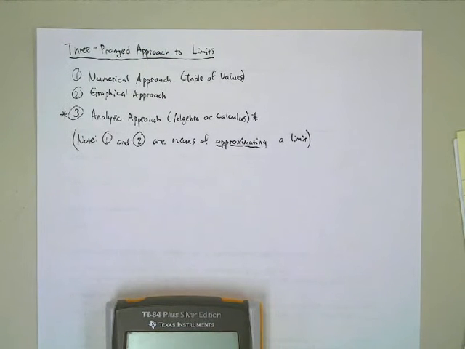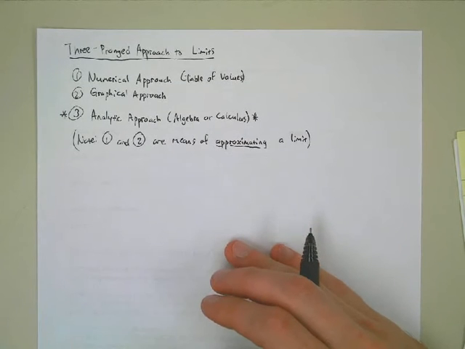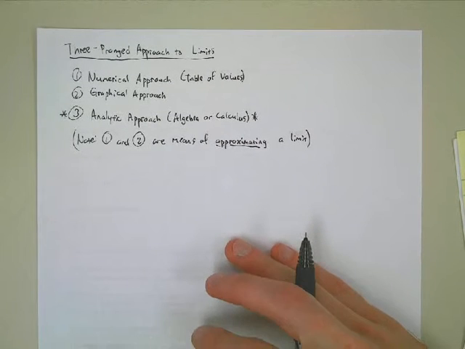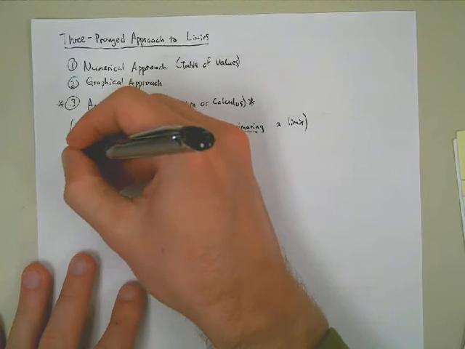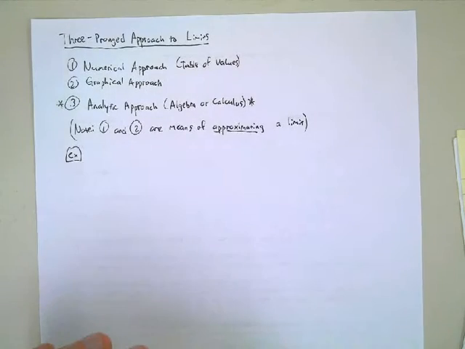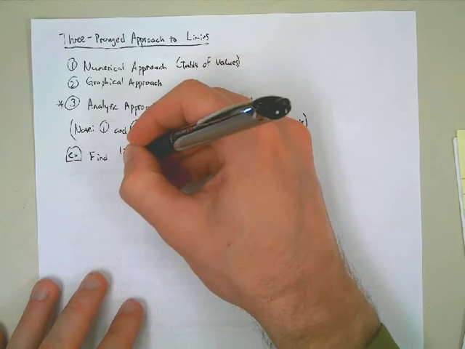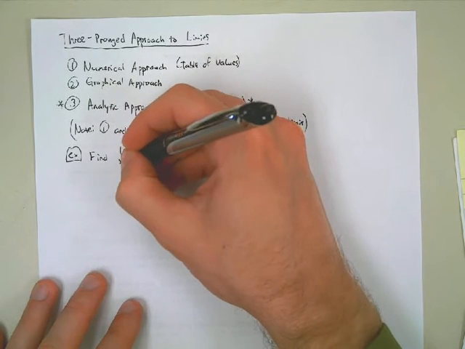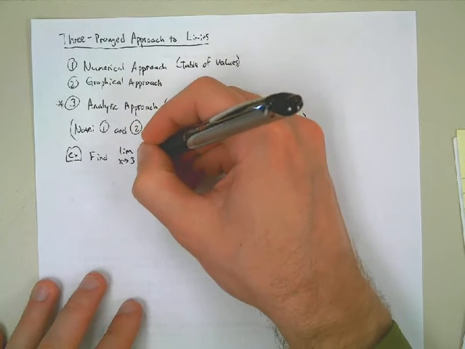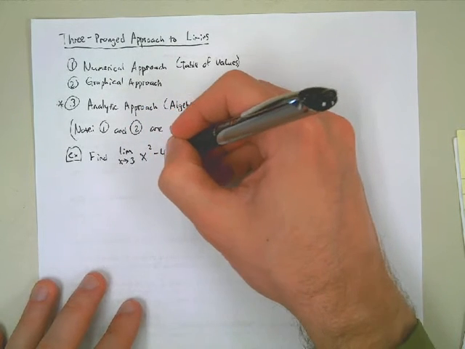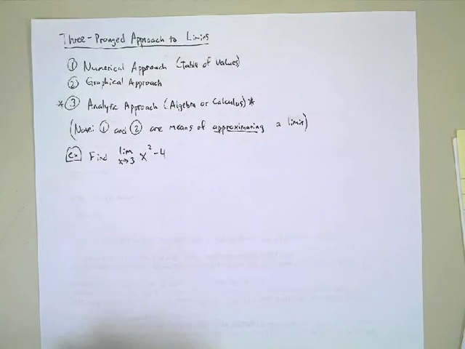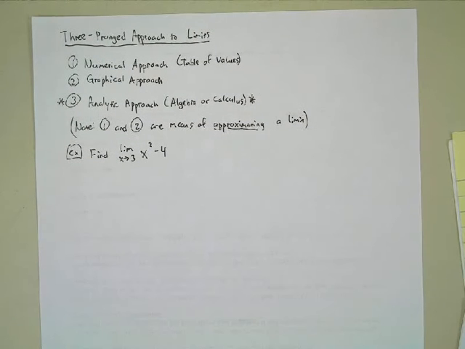Okay, cool. So let's try a question here. Let's get into another example, some more analysis. So we want to find the limit as x approaches 3 of x squared minus 4. Okay. So let's graph this real quick. We'll just sketch a graph.